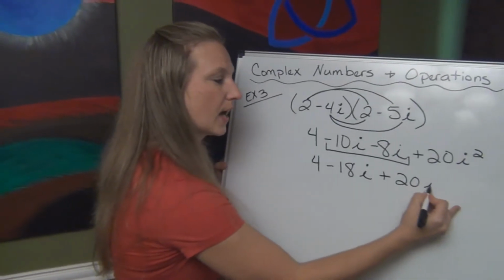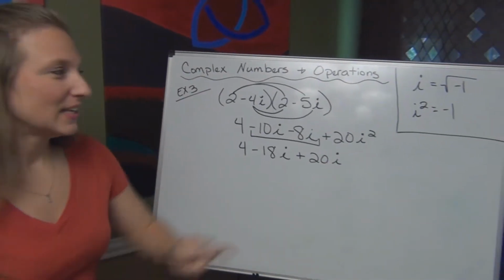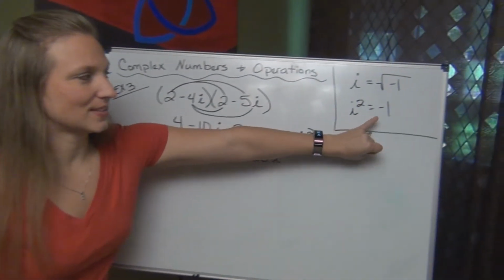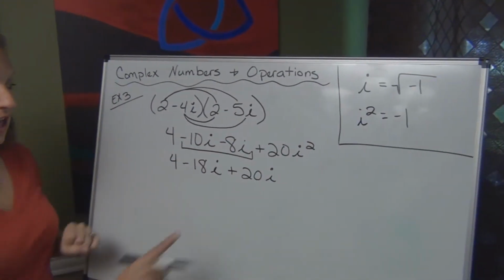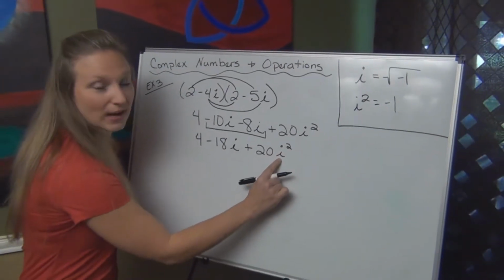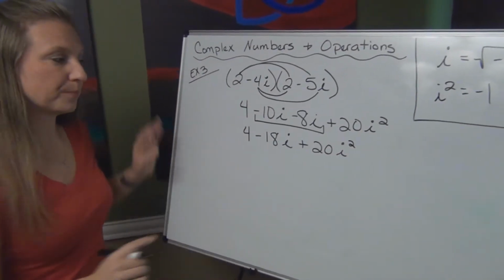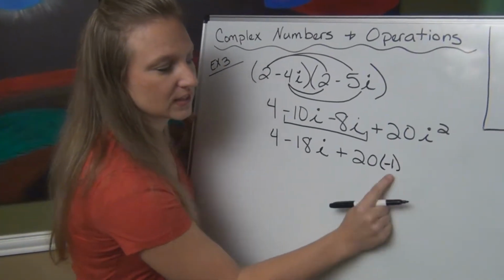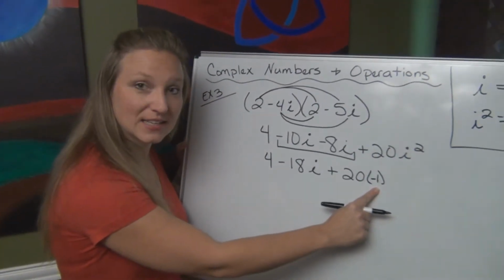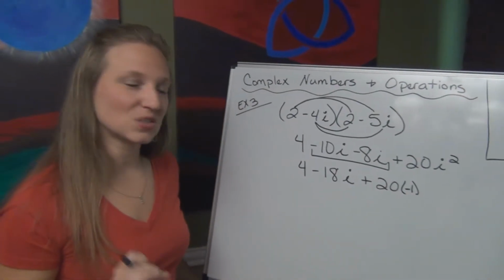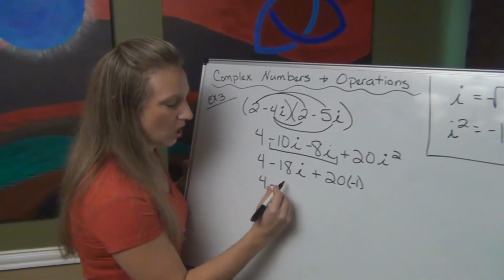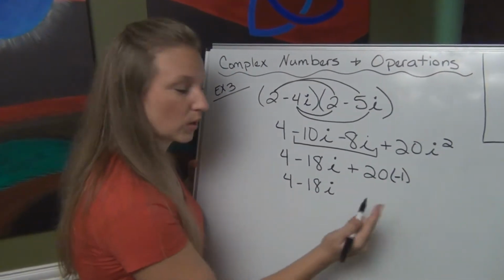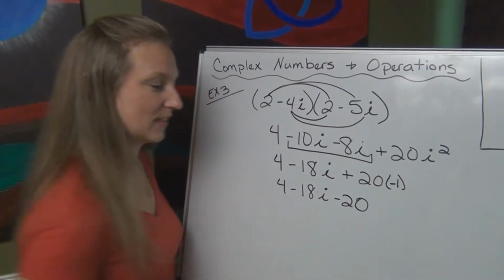plus 20i squared. Now, here is where our rule is going to come into play. We know that i squared is the same as negative 1. So we can simplify this right here to be negative 1. So instead of this i squared, it's really the same as multiplying it times negative 1. So I can simplify this one step further: 4 minus 18i, and this is 20 times negative 1, which is negative 20.